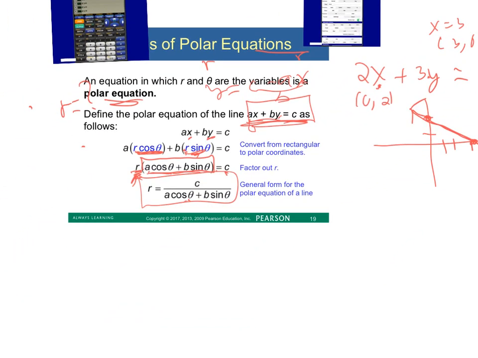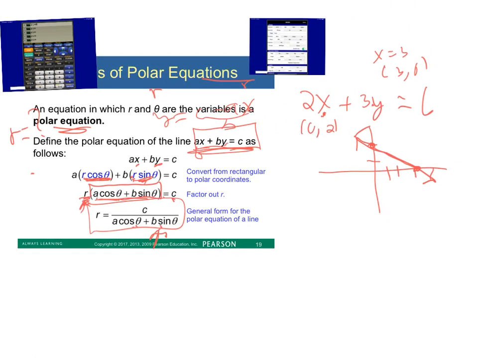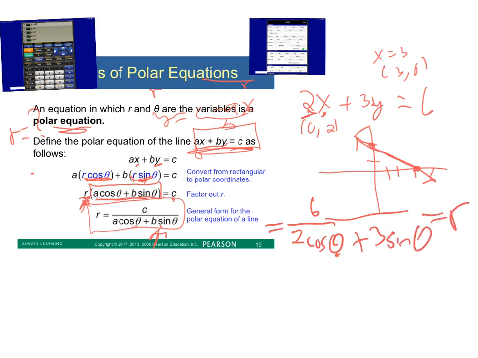I'm going to graph this one with my calculator and show you what it looks like. And I'm just going to key this in. Remember, my C was a 6. My A is a 2. 2 cosine of theta. Theta is my variable. Plus my B, which is a 3, sine of theta. This is what I'm going to graph. Why don't you do it as well? By now, you should have your calculator in polar graph mode. I'll be right back.